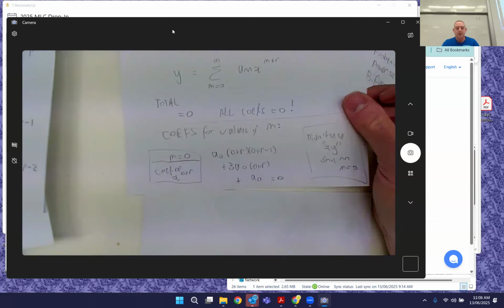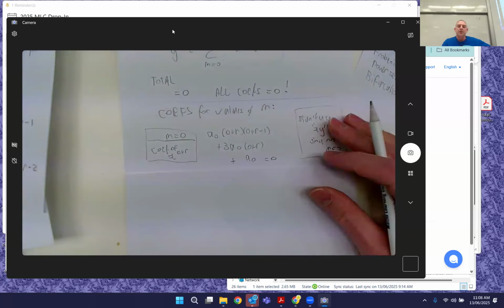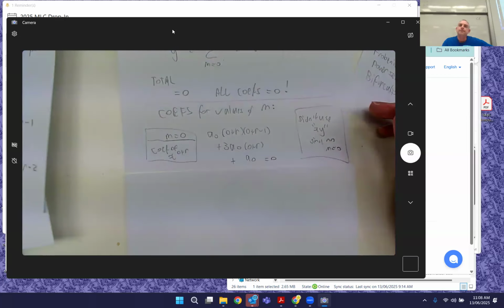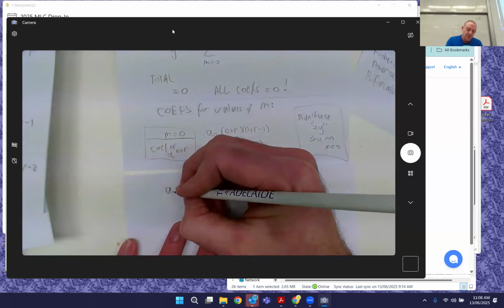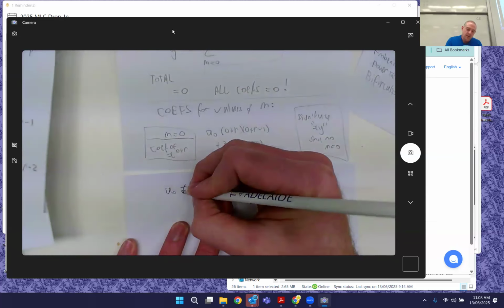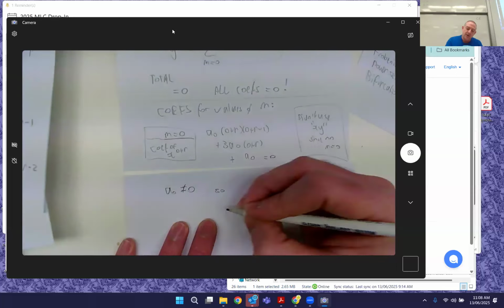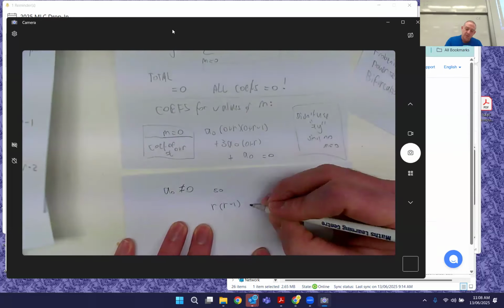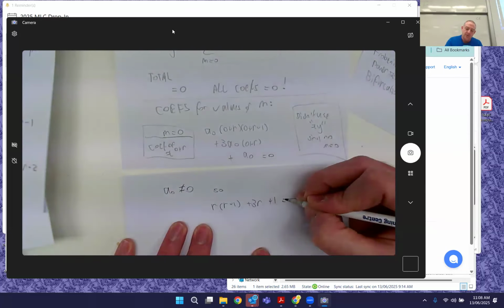Okay. And a0 is not 0. If it was, I would have made my r1 higher and started everything a little later. That's basically it. So a0 is not 0. And so I can divide by that, and I've got r times r minus 1 plus 3r plus 1 is 0.